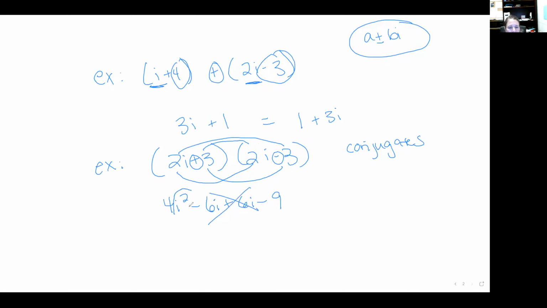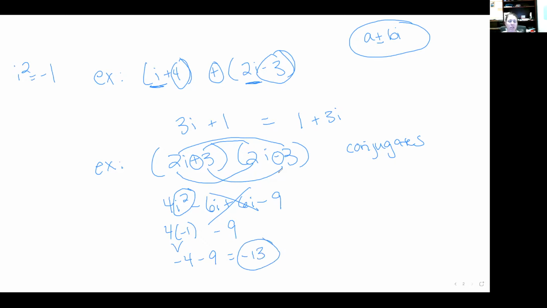And then remember, what is i squared? i squared is equal to negative 1. So 4 times negative 1 minus 9. 4 times negative 1 is negative 4 minus 9. And what's that going to give us? Negative 4 minus 9 is negative 13.